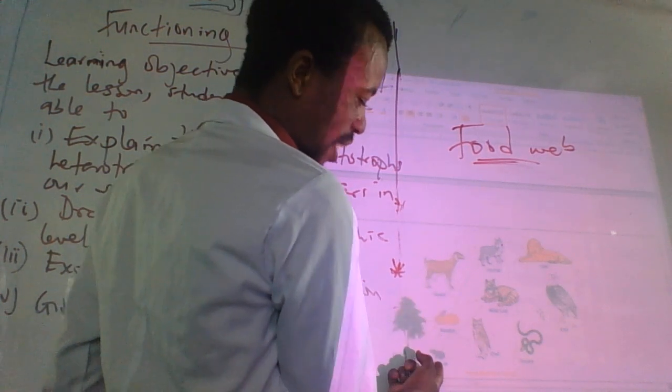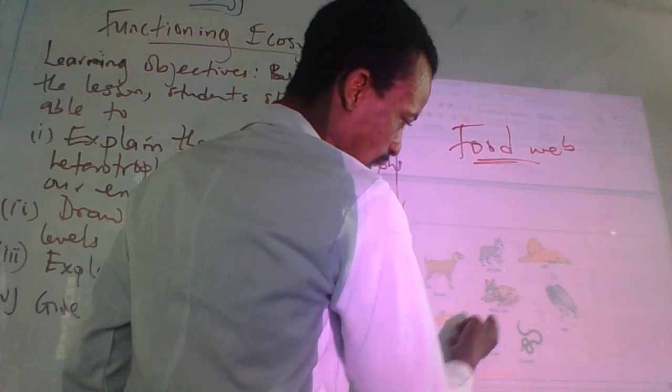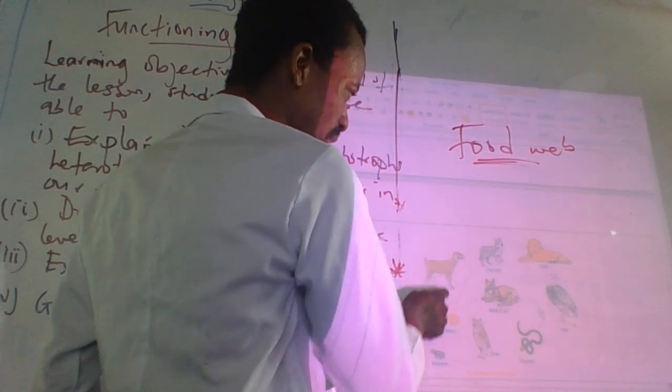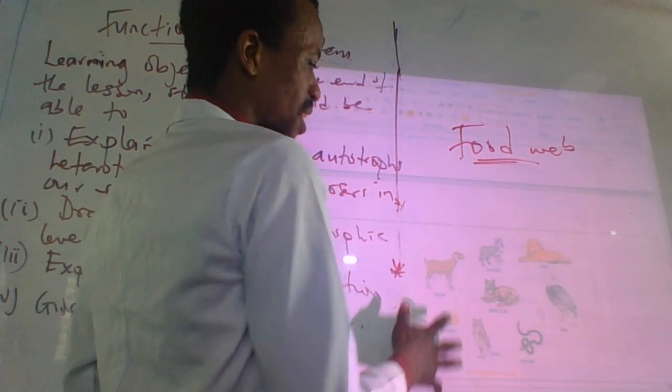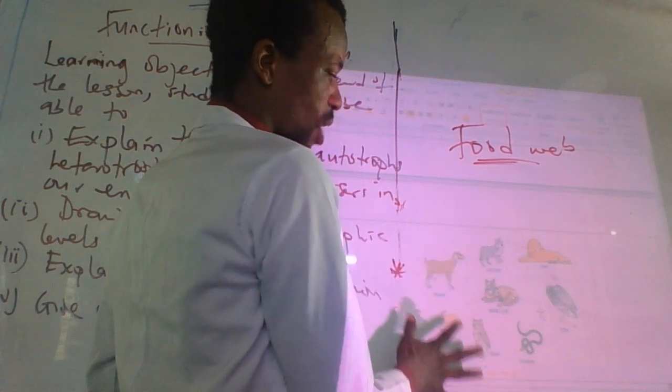So you can produce a food chain from here. You can produce a food chain from here. This other one can produce a food chain from here, like this. So that means food chain. What makes up a food web is many of them. They are comprised of many food chains.